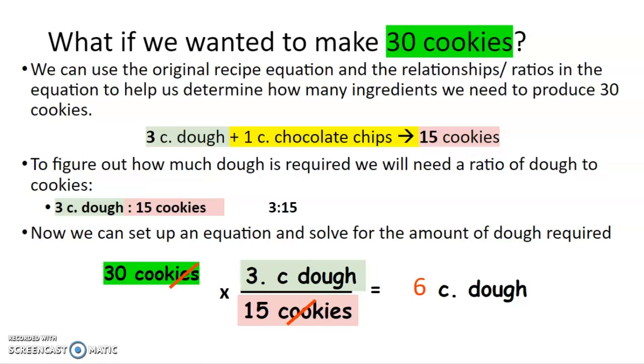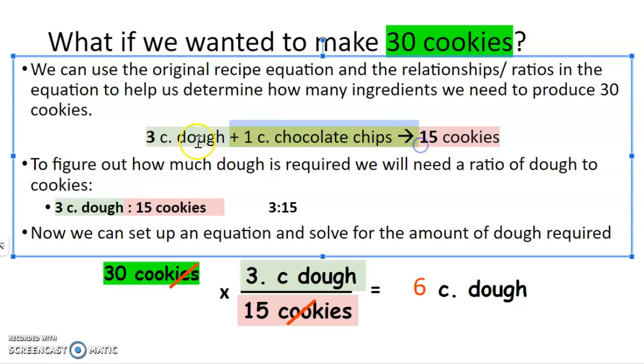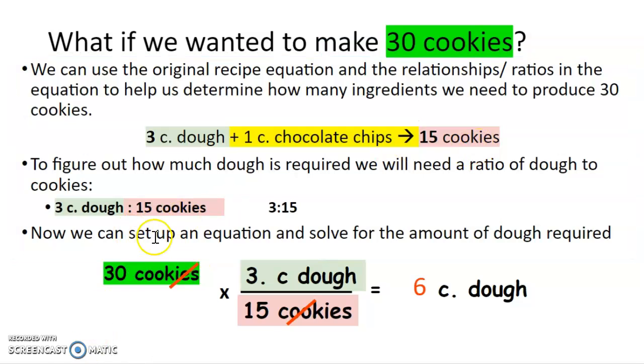Looking at our cookie recipe, if we were to make 30 cookies instead of 15, we would still use our original reaction up here. To figure out how much dough is required, we need a simple ratio of dough to cookies. So the dough to cookie ratio, not including chocolate chips, is 3 cups of dough makes 15 cookies. So here, to make 30 cookies, we would use 30 cookies as our given, use our ratio from the equation. 15 cookies is 3 cups of dough. You multiply the top, 30 times 3, divide by the bottom. Divide by 15 will give us 6 cups of dough.